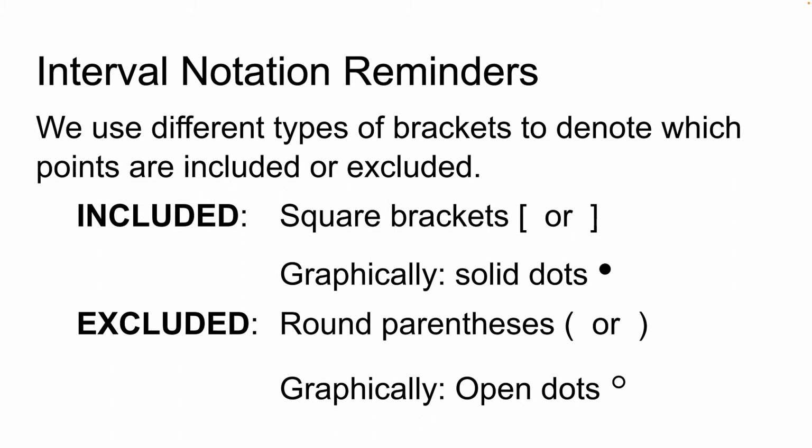To show that a point is included, we use square brackets. Graphically, to show points are included, we use solid dots on a graph. To show that points are excluded, we use round parentheses. Graphically, we use open dots to show that points are excluded from the graph. Keep in mind that negative infinity and positive infinity always get a round parenthesis since they can never be included. That's because they are not real numbers.